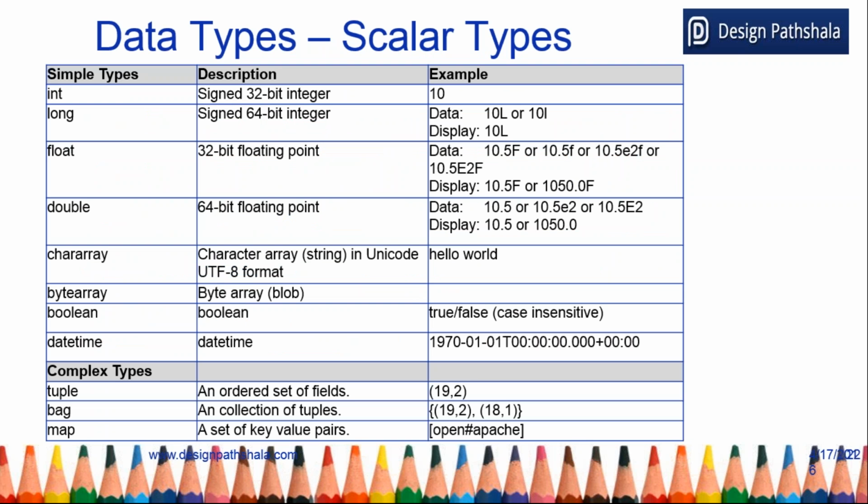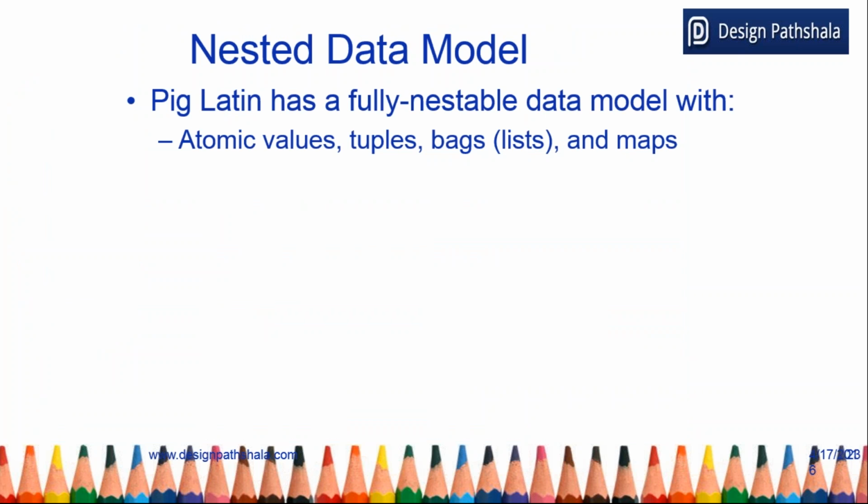Similar to any language, it also supports all of the normal data types and some complex data types like tuple, bag, and map. A tuple is nothing but a set of fields. A bag is a group of tuples, and a map is a key and value pair. Any confusion? Okay, so this is how we practically write the data. We'll come to this.